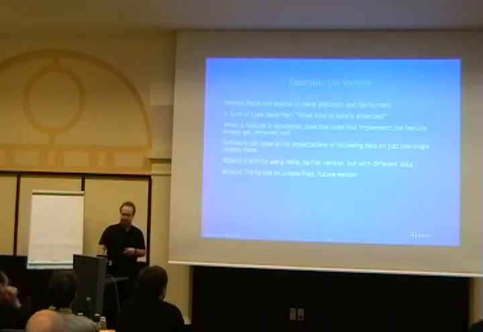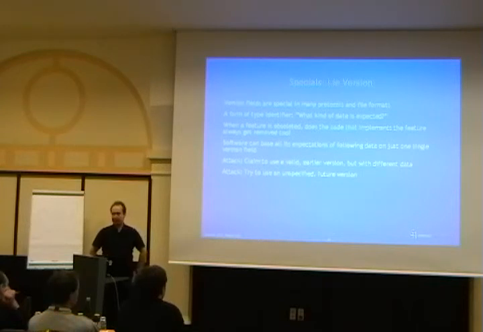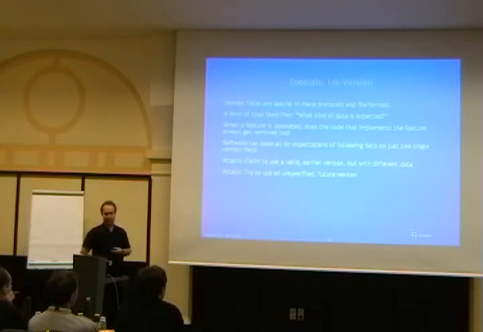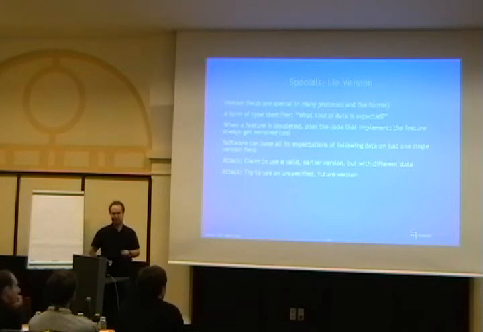Some special attacks. Version fields are very particular in many protocols and file formats. They are kind of like a key that opens up the remainder of the protocol, for instance. So a piece of software might blindly believe a version field in what kind of data will maybe come later in the protocol sequence or inside a particular message. So many times a version field is a very easy way to completely undermine the expectations of the software.